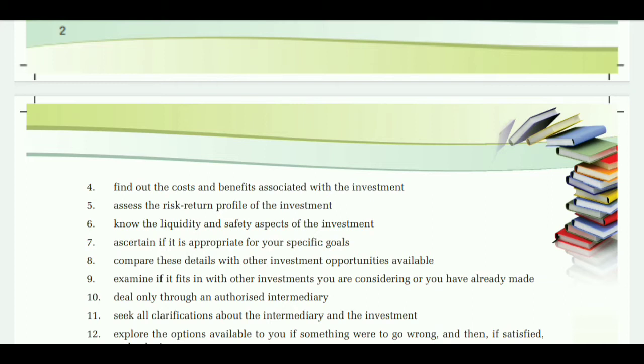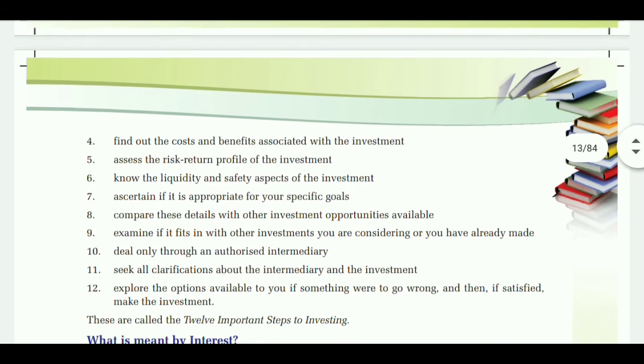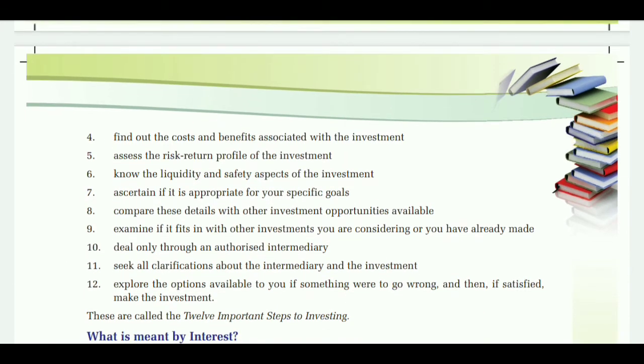examine if it fits in with other investments you are considering or you have already made, deal only through an authorized intermediary. Seek all clarifications about the intermediary and the investment. Explore the options available to you if something were to go wrong, and then, if satisfied, make the investment. These are called the 12 important steps to investing.